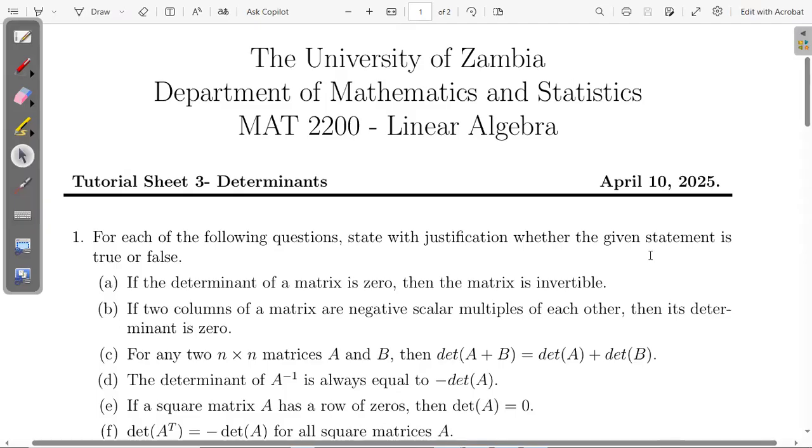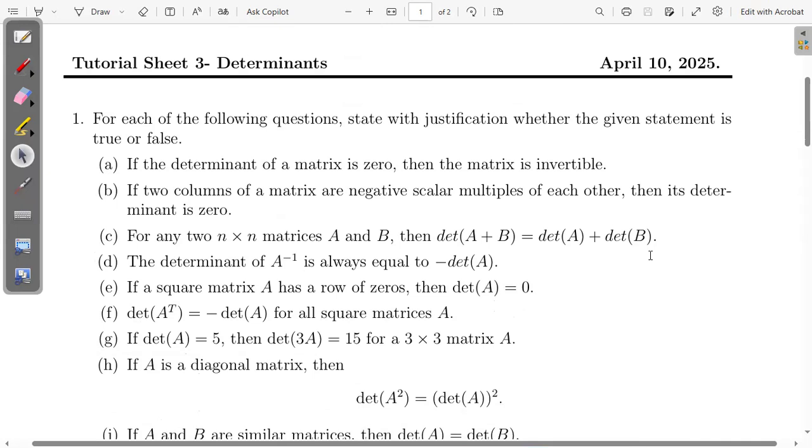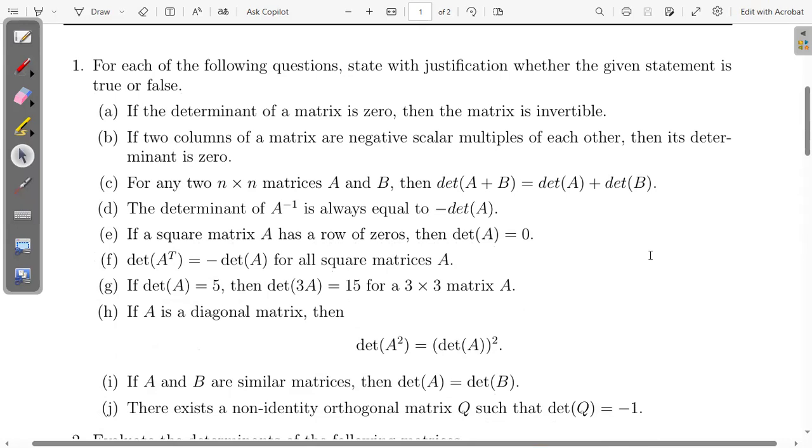Welcome to this video. In today's lesson, we are going to go over some questions on determinants. This is tutorial sheet 3 of linear algebra. In this video specifically, I'm going to answer question 1, which are simply true or false questions. We have to state if a given statement is true or false.